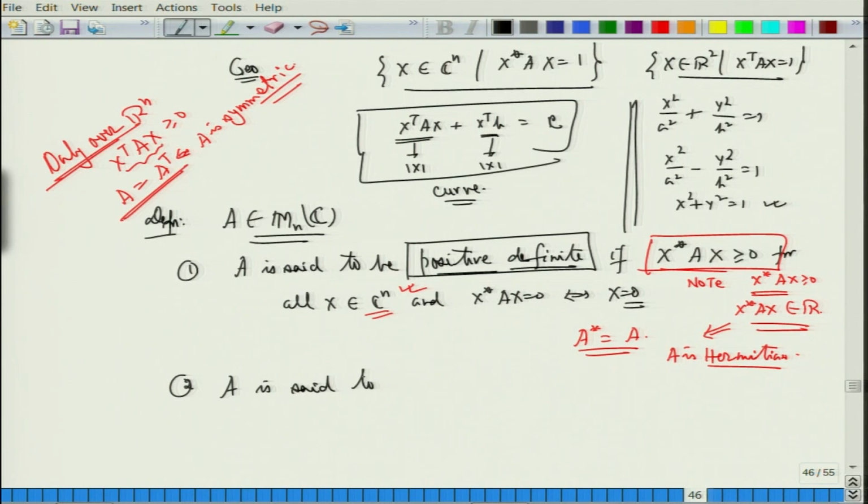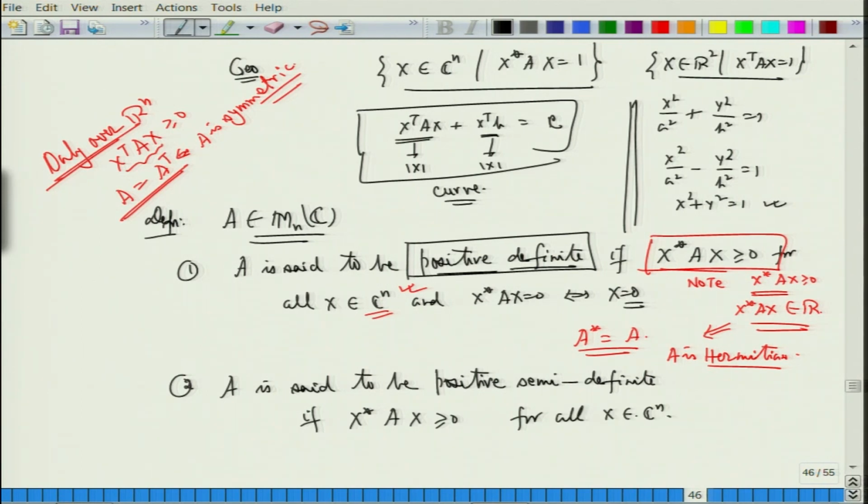A is said to be positive semi definite if x star Ax is greater than or equal to 0 for all x belonging to Cn. All right. In short, we write it as PSD. This in short is written as PD. Fine.